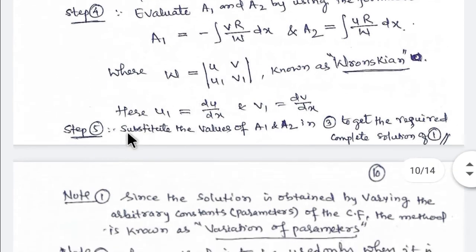After that, step 5: substitute the values of a1 and a2, which you get in step 4.